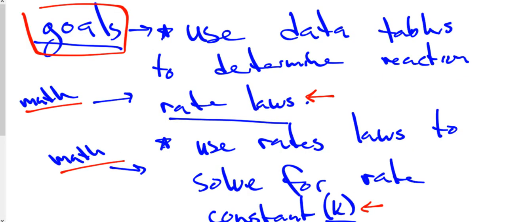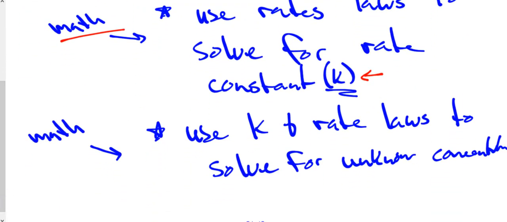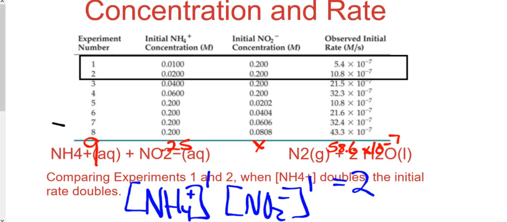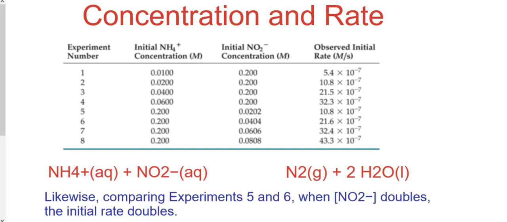That's pretty much using the data table to determine the reaction rate law. Use the rate laws to solve for the constant. And use K rates to solve for an unknown concentration. That's our goals today. So that's the same table.